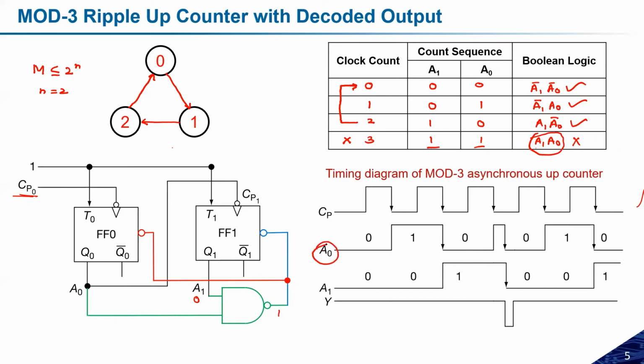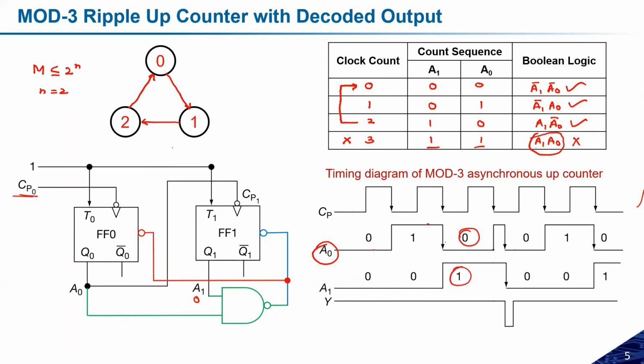In the first clock pulse, a0 will change from 0 to 1, and there will be no change in a1. In the next clock pulse, what will happen? Once this clock pulse comes, a0 will change its state from 1 to 0, and because of that, a1 will change its state from 0 to 1. In the third clock pulse, this is 0, this is 1.